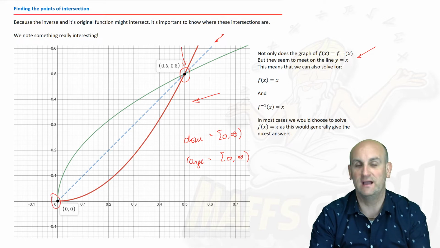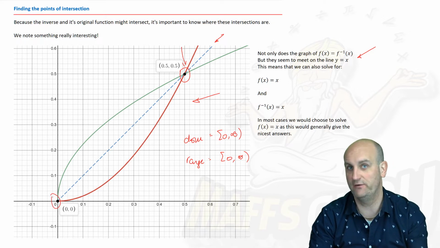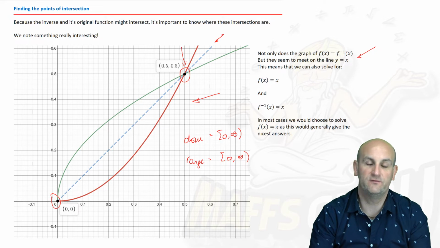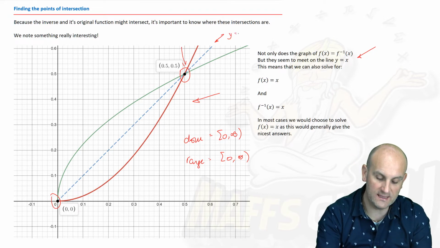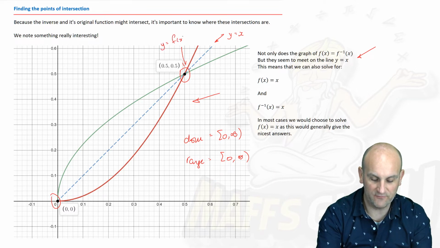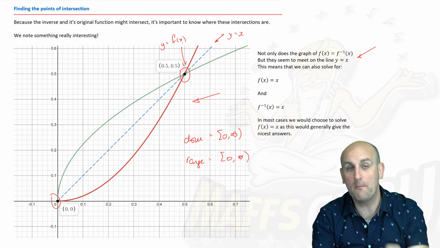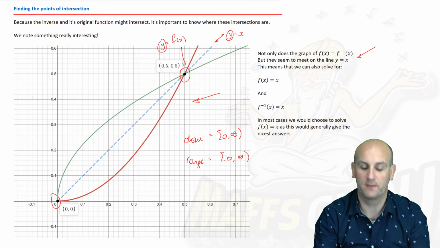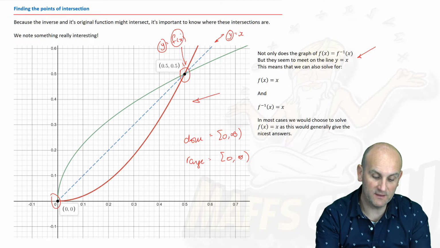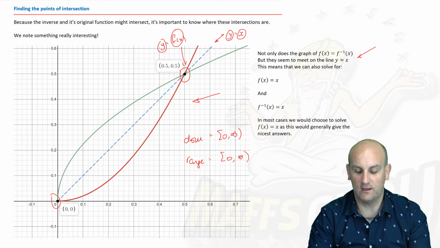You'll notice there are in fact 2 points of intersection there. 0, 0, and 0.5, 0.5. So using the fact that we have y equals x there, and we know that this here is y equals f of x, and at that one point where they cross, this y value and this y value are the same. Well, if they're the same, then it must mean that f of x and x are also the same.